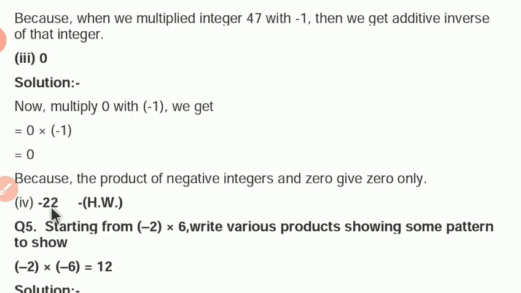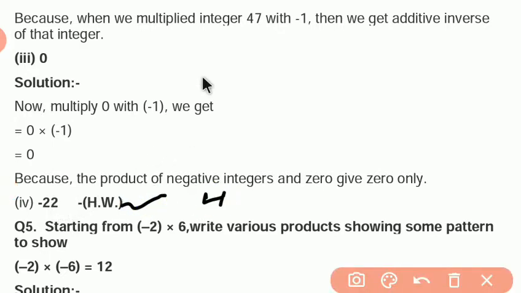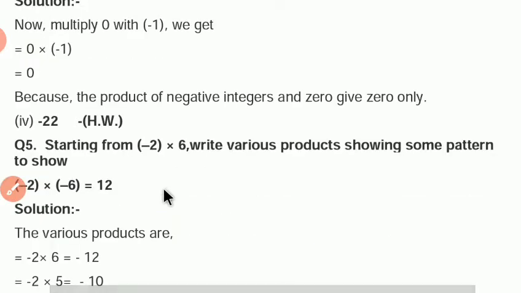Fourth one, -22. This one also you have to solve as per the previous question we have done now. So it's your homework. Now question number 5.